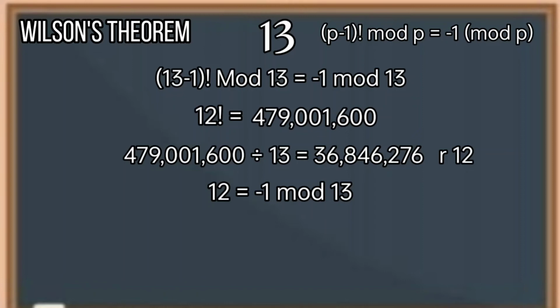So again, let's do what we did earlier. Let's add our p to negative 1. So negative 1 plus 13 is 12. So we get the remainder of 12 factorial modulo 13, which is 12. So we can say that remainder 12 is congruent to negative 1 modulo 13. And now we can conclude that 13 is a prime number.